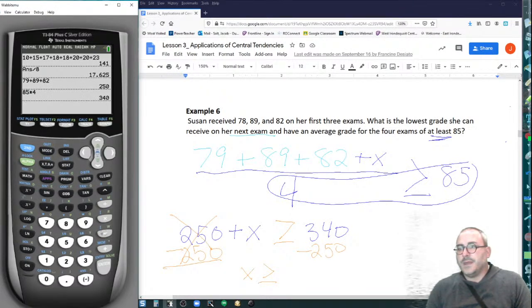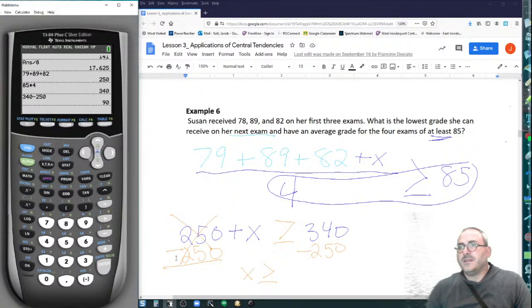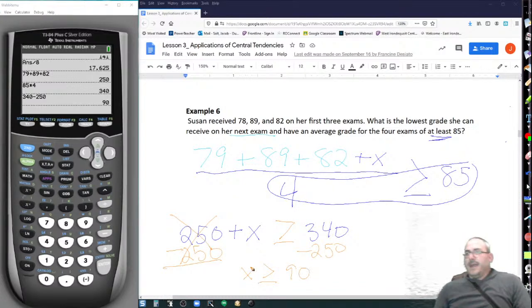340 minus 250 is 90. So that's what I wanted to know right there. I need this x right here to be 90 or more in order to get an average which is at least 85 or above, right? At least 85 or greater. This last test score had to be a 90.